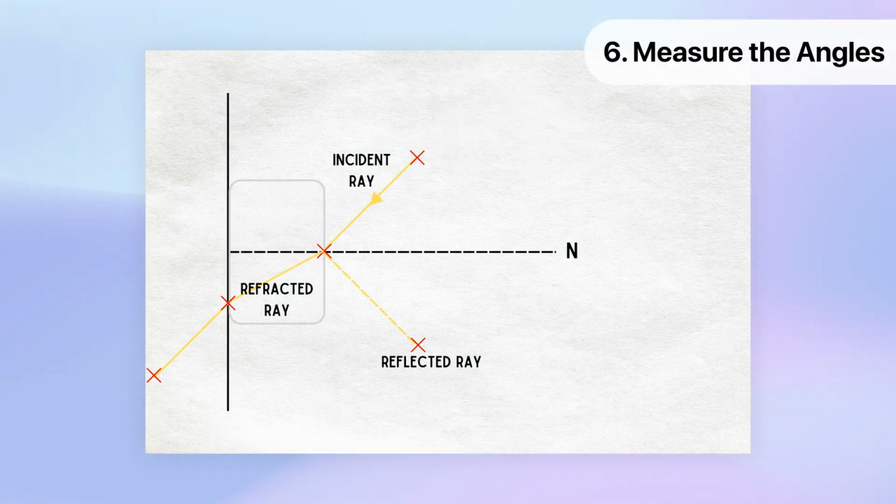Step 6 is to measure the angles. After removing the block, use a protractor to measure the angle of incidence, angle of reflection, and angle of refraction for the acrylic block. Make sure to write down these measurements in a table.